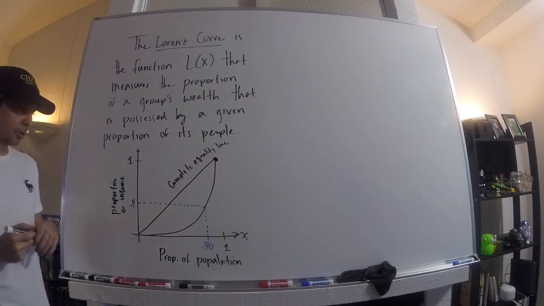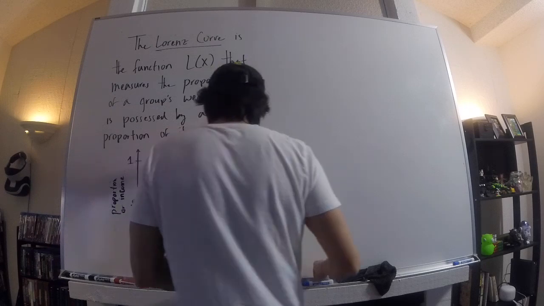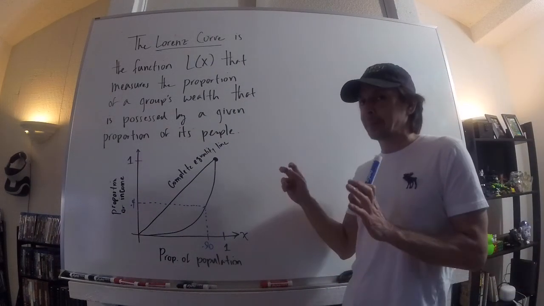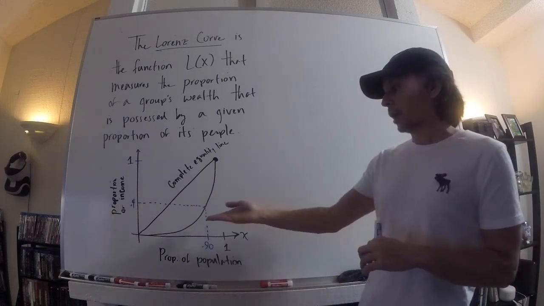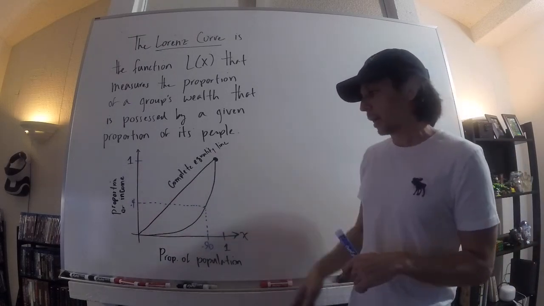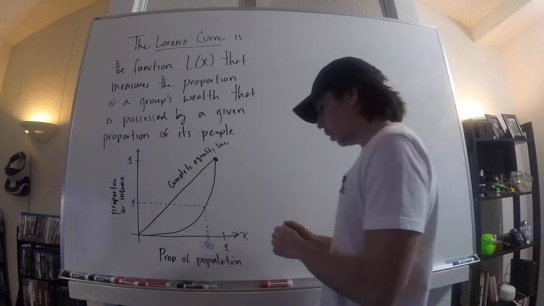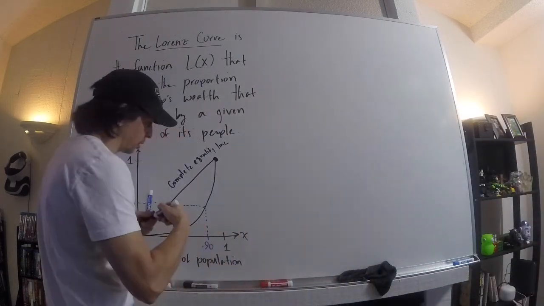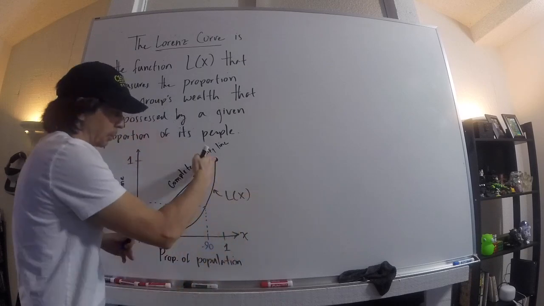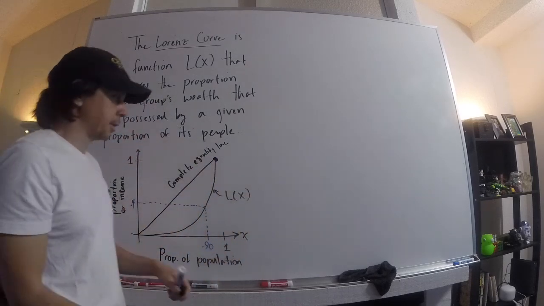I don't want to say it's bad, because I'm sure some people believe it's not a bad thing, but generally, when people talk about income inequality as a bad thing, it's bad when this line is way down here and then comes up like that. Oh, and I forgot to label the actual Lorenz curve. That's that right there, L(x), the Lorenz curve for a particular society.